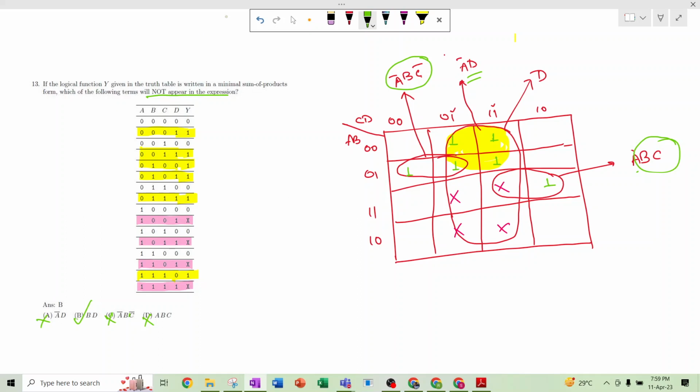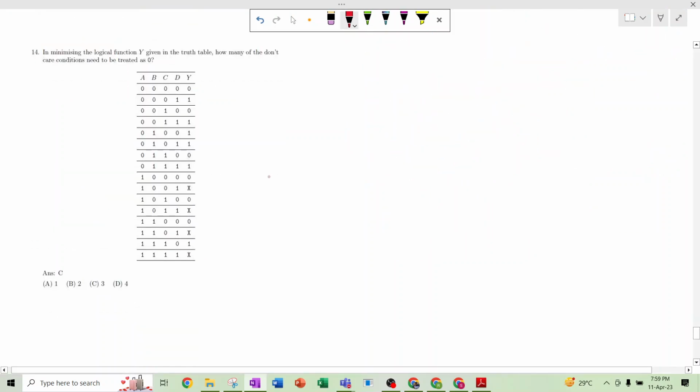Okay, so this was pretty much the easy thing. Moving forward to the next question. In minimizing the logic function y given in the truth table, how many of the don't care conditions need to be treated as 0? That means how many don't care terms we do not include in a group when forming a K-map group.